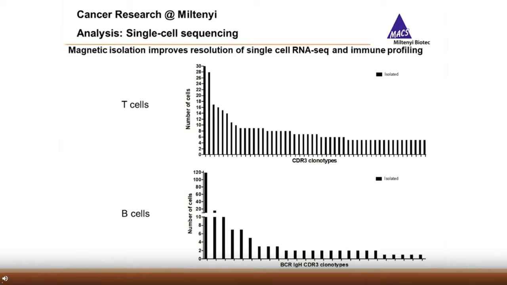As you can see, we were able to identify several clonotypes that were represented multiple times in the isolated samples. In contrast, several of those clonotypes would have gone unnoticed when we analyzed the bulk samples. For example, a clonotype that was present in 28 T cells in the isolated sample was only present in 3 cells in the bulk sample. In the B cells, we were able to identify one clonotype represented in 120 cells from magnetically isolated B cells, but was only found in 4 cells in the bulk sample. These results highlight the degree to which magnetic isolation can improve the resolution of single-cell RNA-seq and immune profiling.